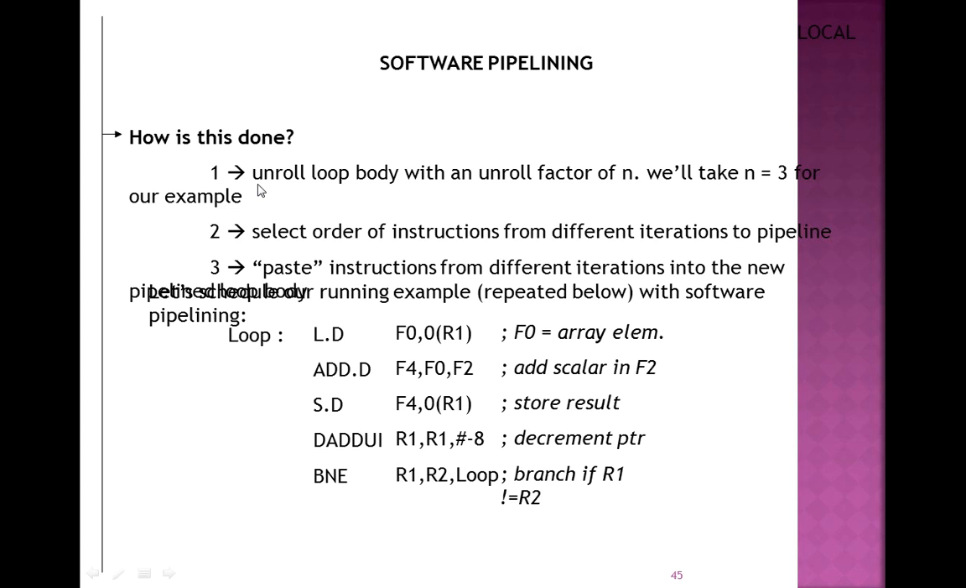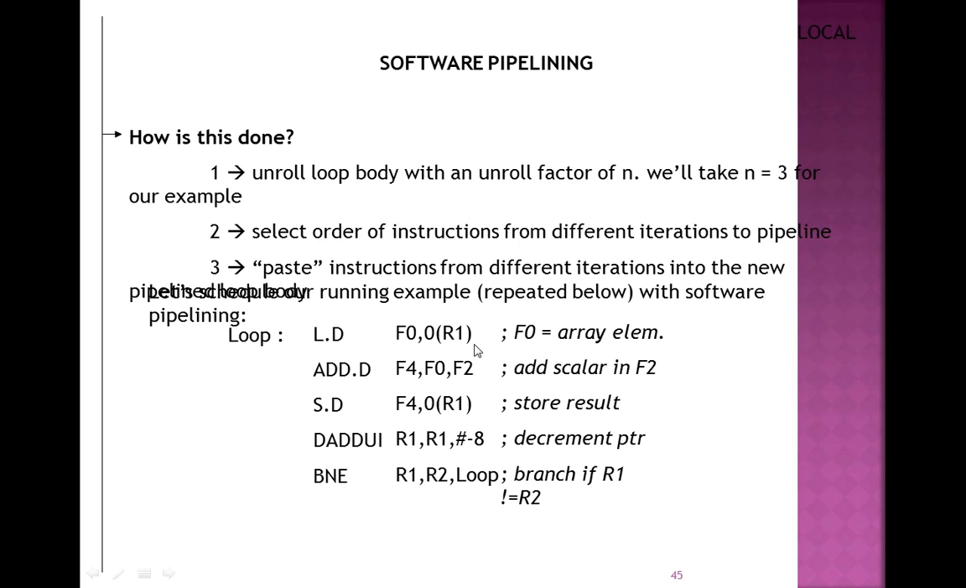For example, take n as 3. In this example only, select the order of instructions from different iterations to pipeline. Then paste the instructions from different iterations into a new pipeline by running the example repeated below with software pipelining. That is, this is the diagram that is used for pasting the instructions.